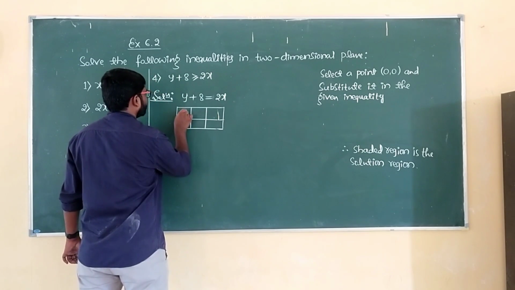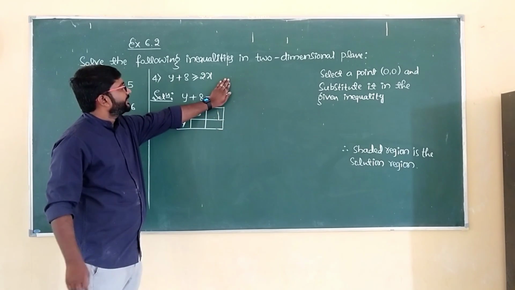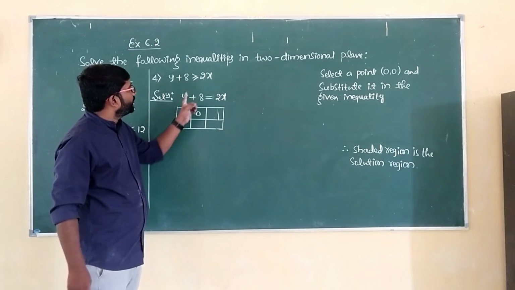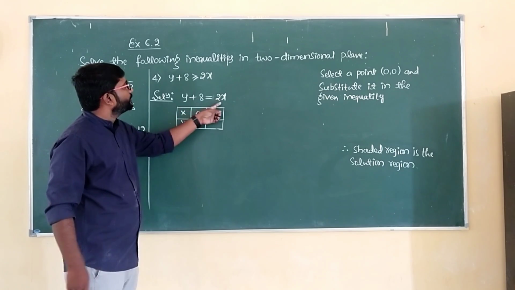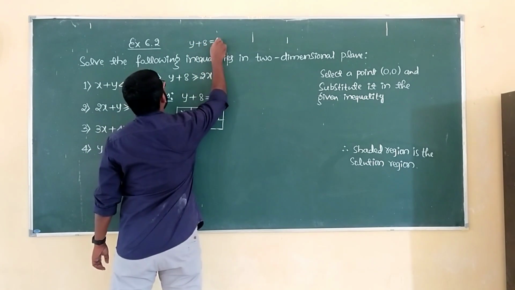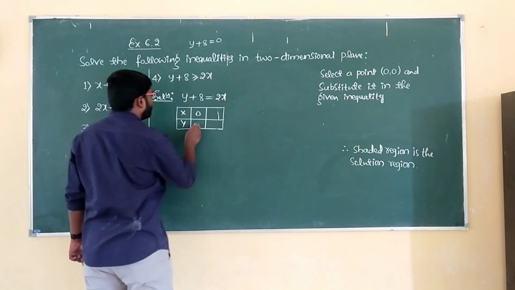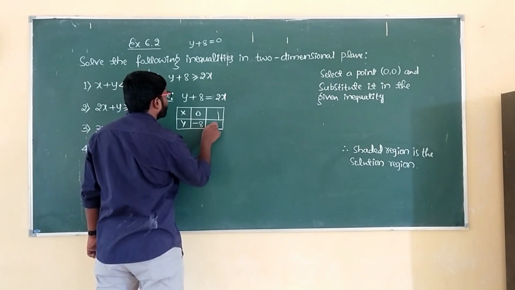Now x, y. Take x as 0. x equal to 0 means the right hand side becomes 0. So what do we get now? y plus 8 equal to 0. Then what is the value of y here? It is minus 8.